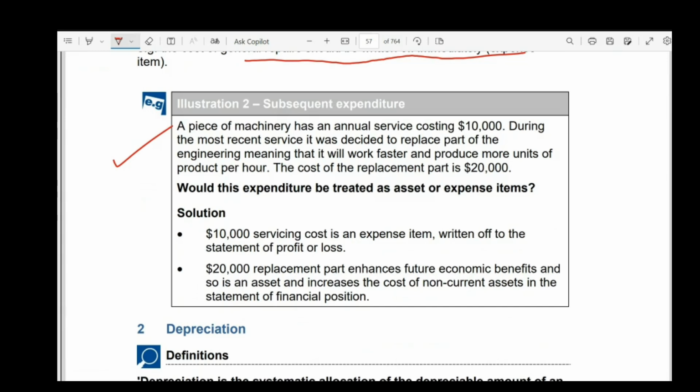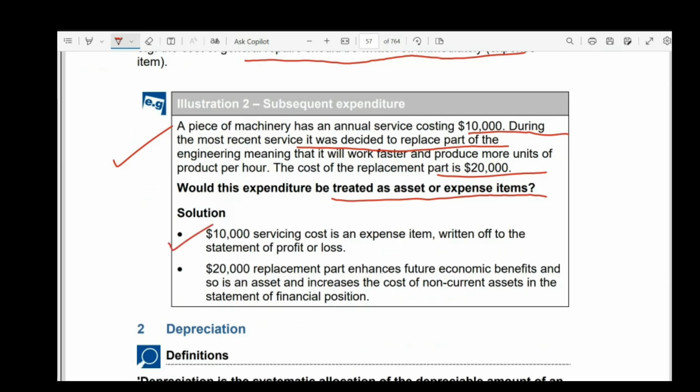Illustration 2, it's an easier one, just for more clarity on your understanding. A piece of machinery has an annual service cost of 10,000. During the most recent service, it was decided to replace part of the engine, meaning that it will work faster and produce more units of product per hour. The cost of replacement is 20,000. So what will be the treatment? Would this expenditure be treated as an asset or expense? So read this paragraph again and think carefully. Then you see the solution.